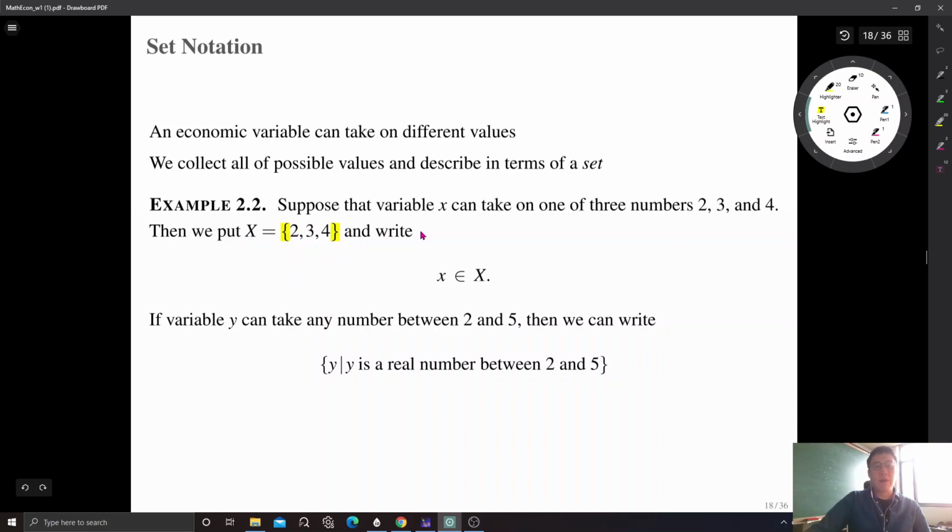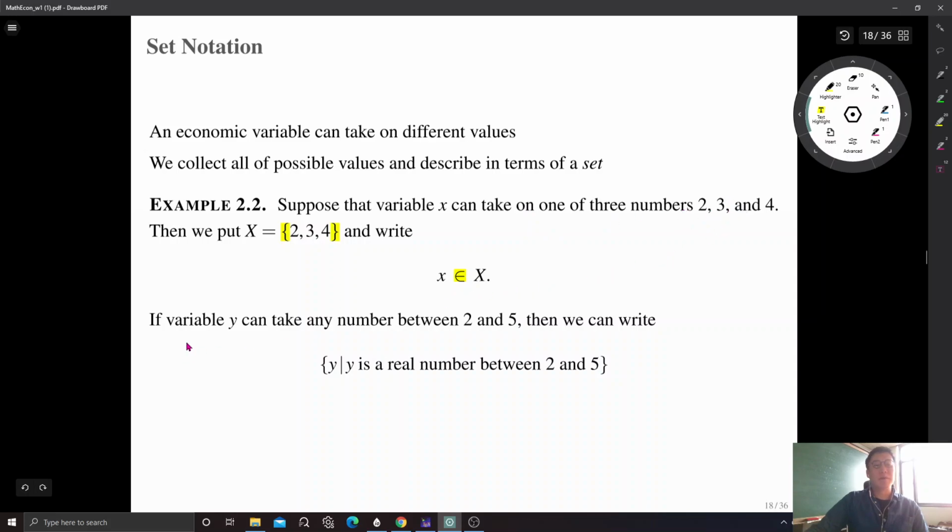And then, because x can take on one of these values, small x is an element of the set capital X. So this notation means x is an element of the set X. Here variable x can take distinct values, one of 2, 3, 4.